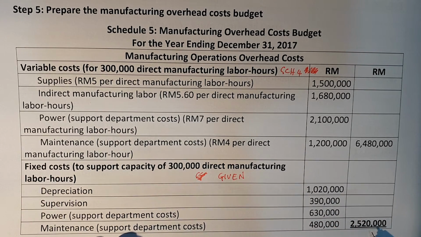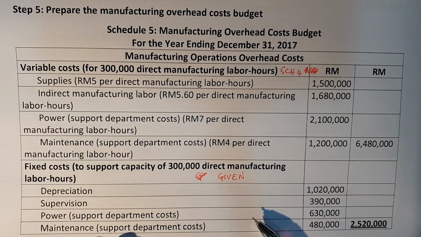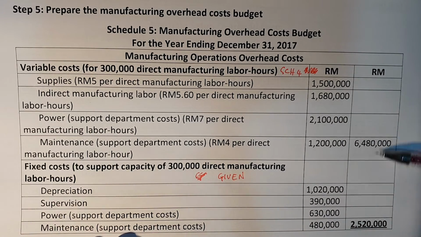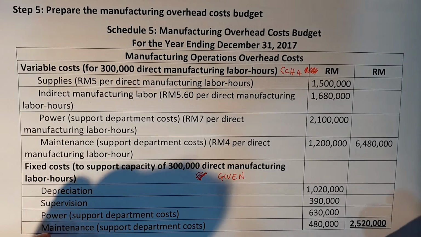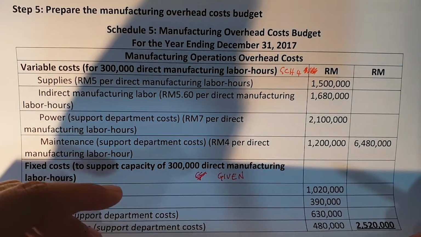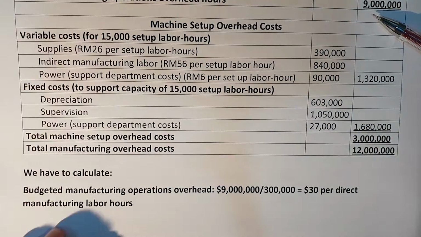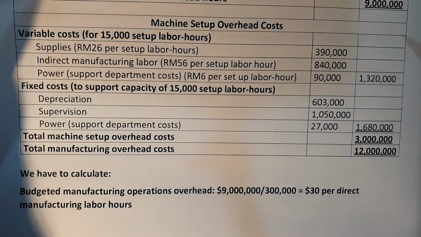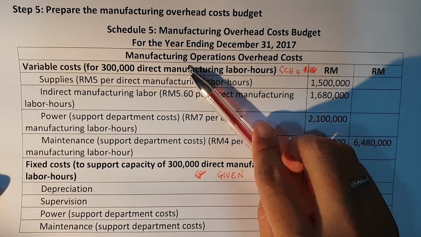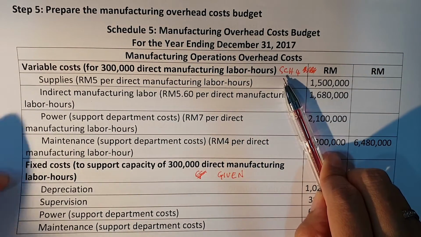So we can see the total here is 2,520,000 for the fixed costs, and the total for both variable costs and fixed costs, okay, is 9 million overall. So that is for the part of manufacturing operations overhead costs.